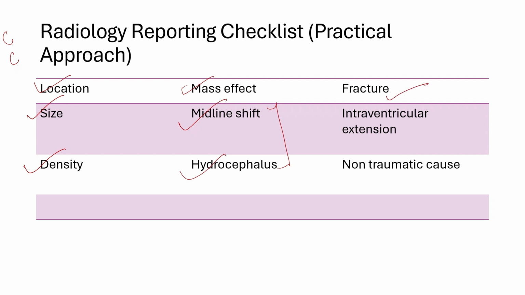Fracture, so associated calvarial fracture, intraventricular extension of the collection or hemorrhage, and also check for a non-traumatic cause for the brain hemorrhage, because sometimes due to a non-traumatic cause of intracranial hemorrhage, the patient falls down and we misdiagnose that this is due to trauma.